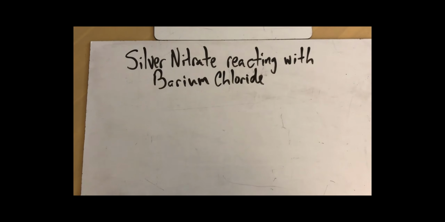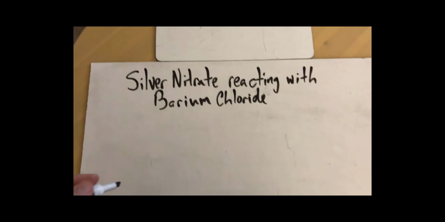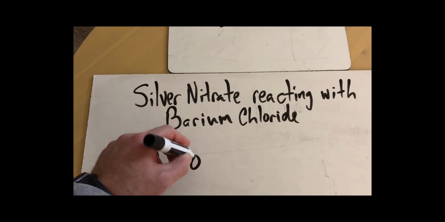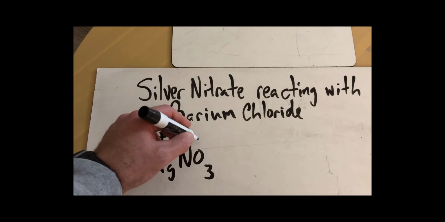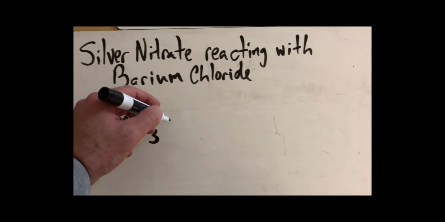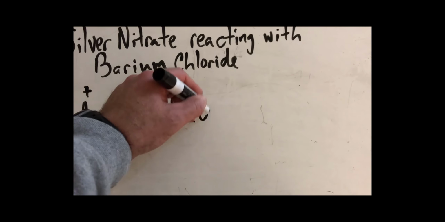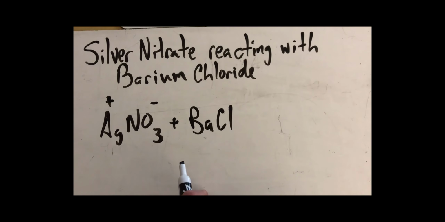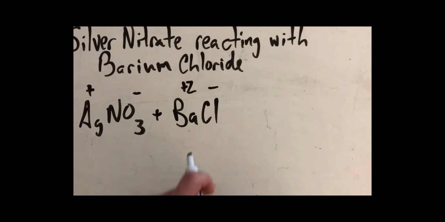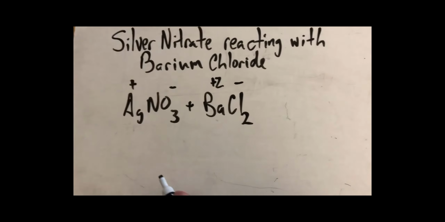Okay, and so those are the answers for this reaction. We got one more. Okay, on this reaction, we have silver nitrate reacting with barium chloride. Okay, so silver nitrate is AgNO3, plus and -1, so no adjustments on those. It's going to react with barium chloride. Okay, barium is a +2 and chlorine is a -1, so these come down here, so there's 2 chlorines.